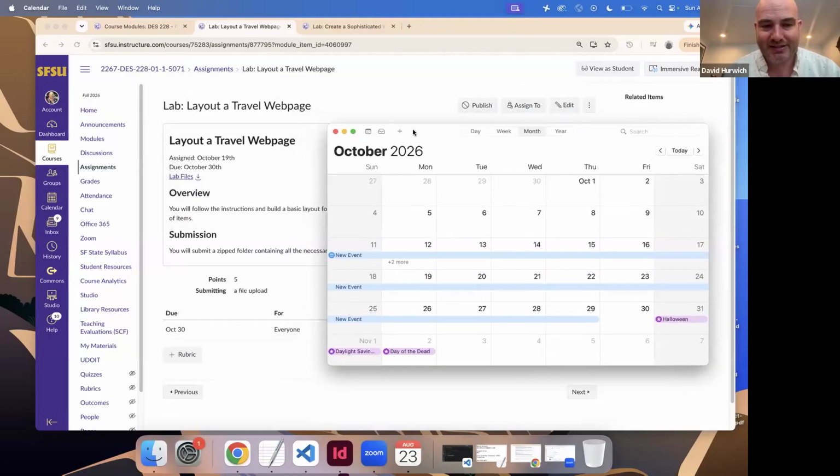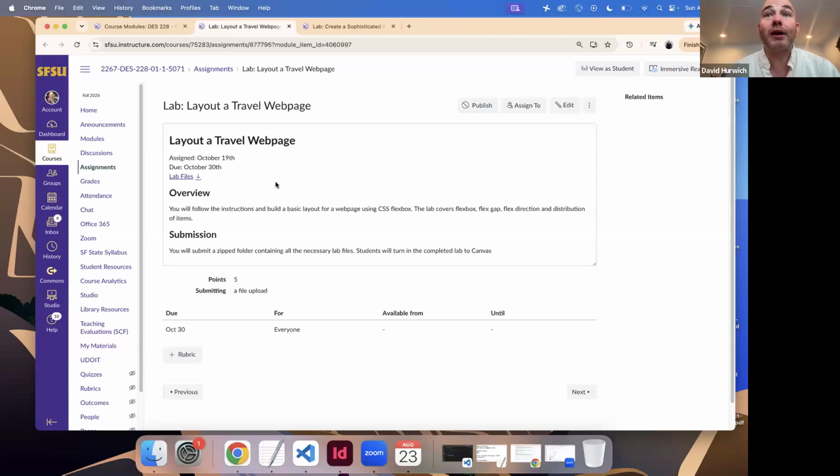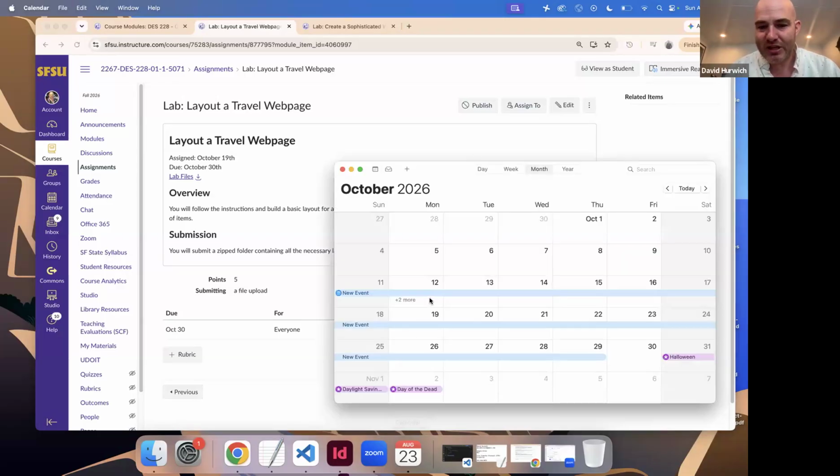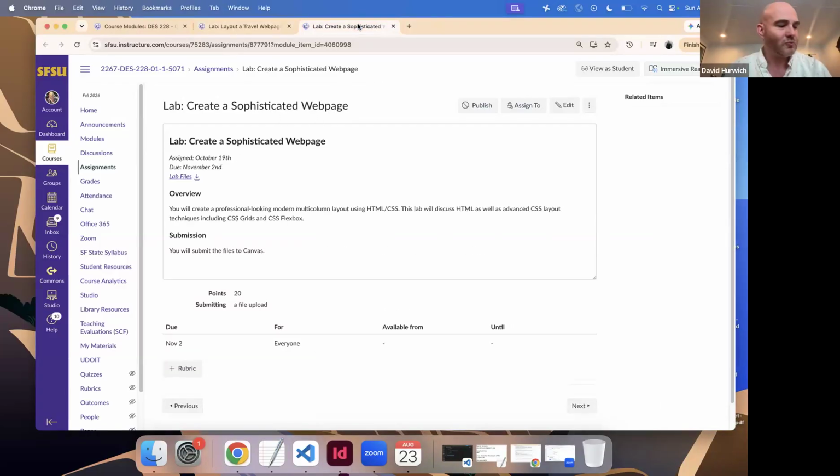All right, today is the 19th, and I'm giving you a lab that goes over Flexbox. This is your standard Mr. Hurwitz type follow along lab. It goes over Flexbox, including how to set it up, the various Flexbox options, like centering things, putting in gaps, and making things break responsively. That'll be due not this Friday, but the Friday after next, which is the 30th.